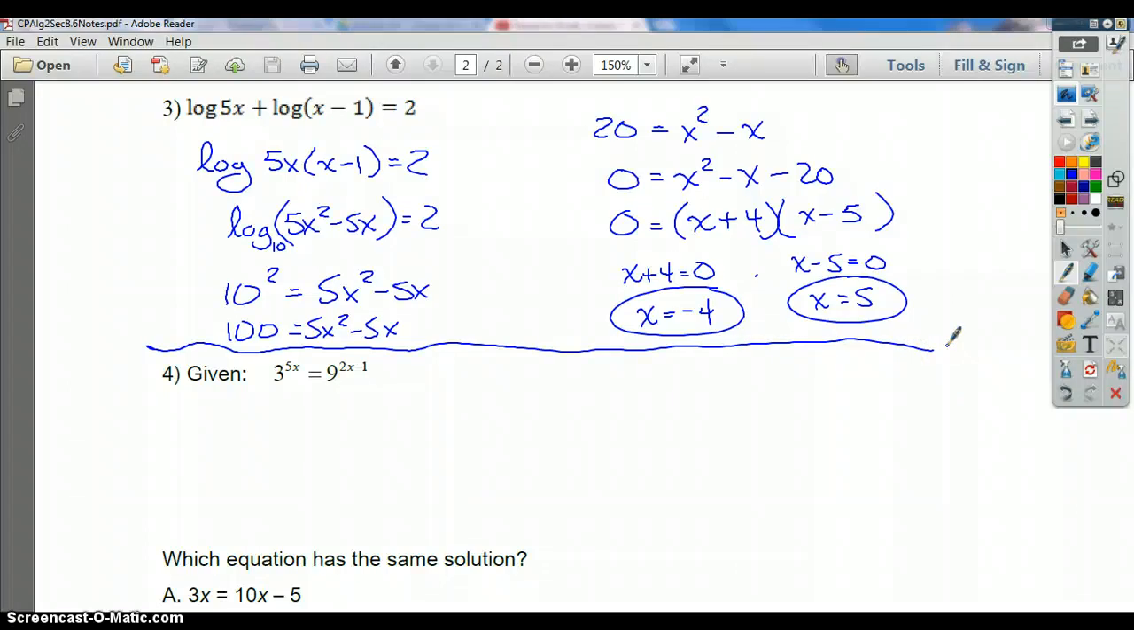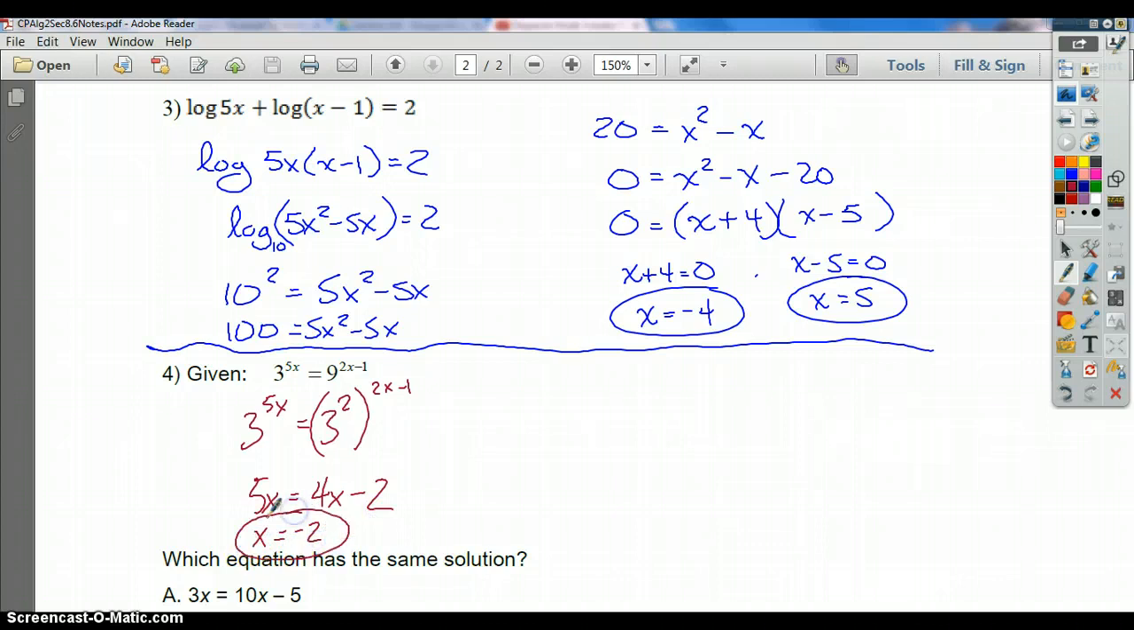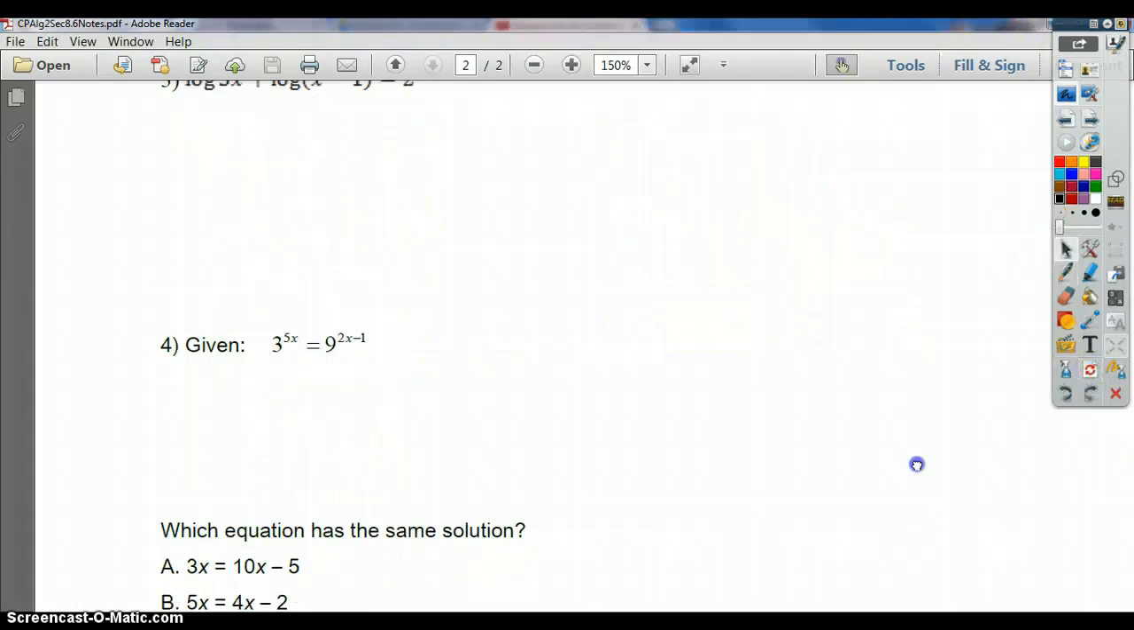Jumping down to 4, given 3 to the 5x equals 9 to the 2x minus 1. This one should be a happy meal for you, so we can rewrite 9 as 3 squared. And then I'm raising this to the 2x minus 1. So the 3's match up, so really I'm looking at 5x equals 4x minus 2. So I subtract that over, I get x equals negative 2. And that will allow us to keep moving on.